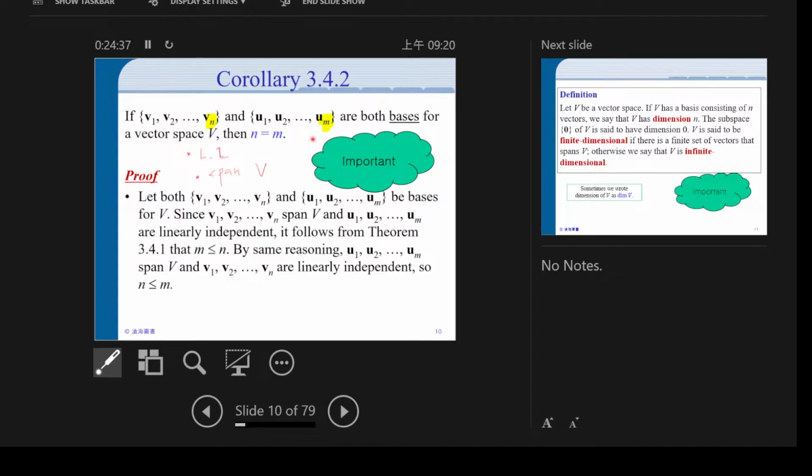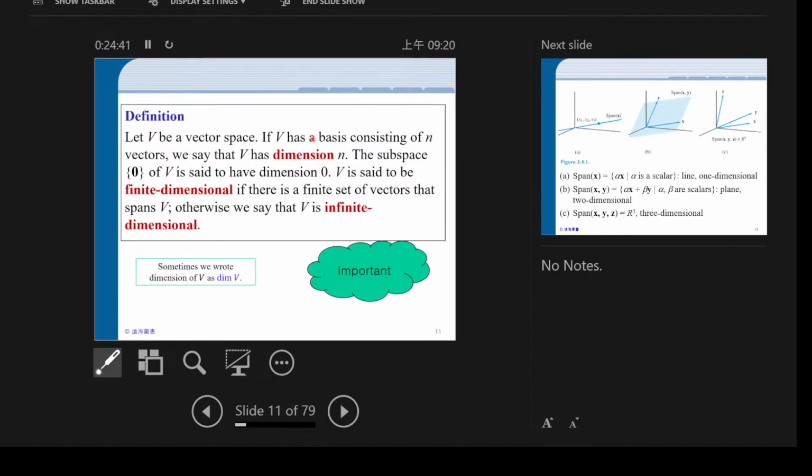Okay, and now because every basis has the same number of vectors, we can define this idea of dimension. Okay, so finally now we can say the dimension of R3, R2, etc. So dimension is the number of vectors in a basis, okay, of a basis. Okay. But there is a special case.